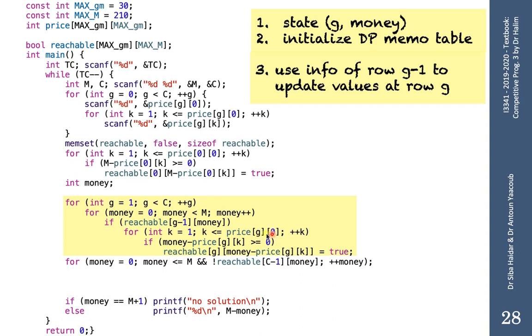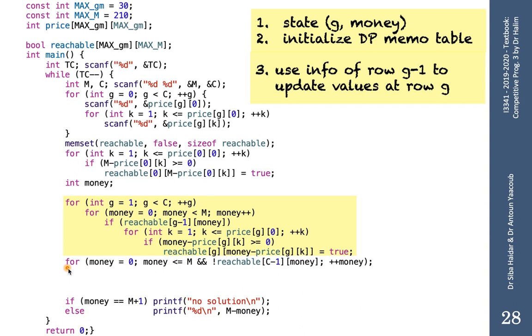my models of the entry G. I loop over the prices. The number of the prices is in the price G0. And for each K, if money minus the price of GK is still positive, I set it to reachable. Okay? I put it to true, and I repeat in the same iteration. Here there is no recursive function, and I repeat the for loop.